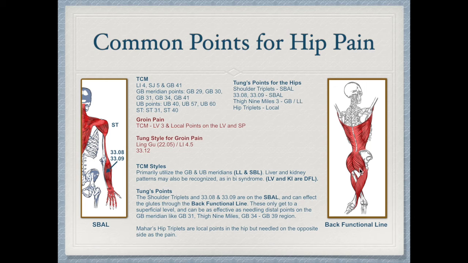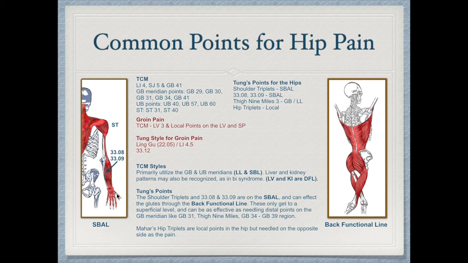The next point here, it reads Dong's points. The shoulder triplets, 33.08 and 33.09, are on the superficial back arm line. So here we see the superficial back arm line. It includes the trapezius and the deltoid. And then the forearm extensors are a part of that, as well as the dorsal myofascial part of the hand. So there are numerous points on this superficial back arm line or on the large intestine and Sanjiao meridians that we can use for treating hip and lumbar conditions.